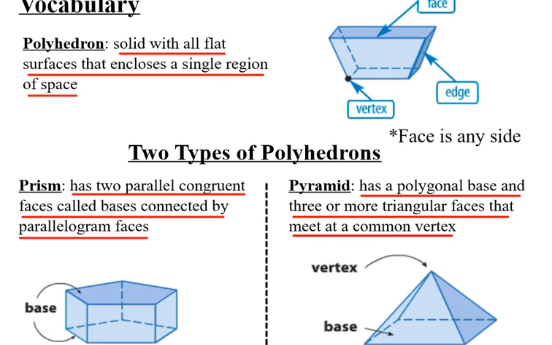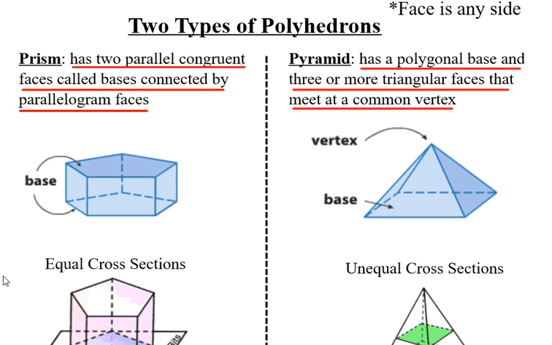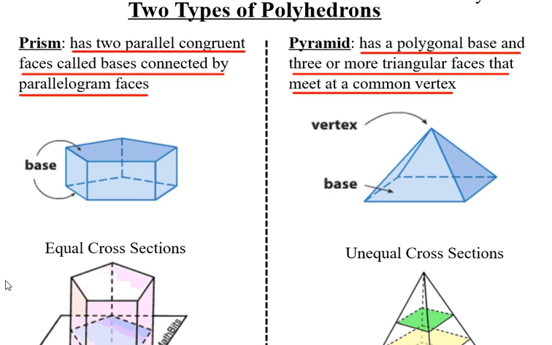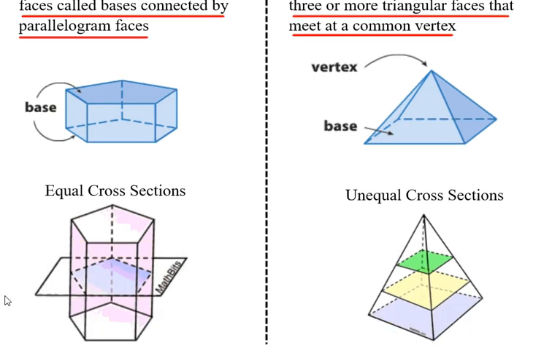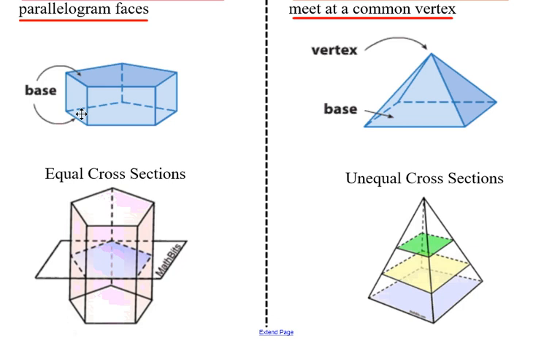There are two types of polyhedrons. There are what we call prisms. A prism is when we have two parallel congruent, meaning equal, faces, called bases, connected by parallelogram faces. So it's a polyhedron in which the top and bottom match each other. So the big difference is, if you imagine the polyhedron is a loaf of bread, if you made parallel cuts, like slicing the loaf of bread, each cut would have the exact same size.